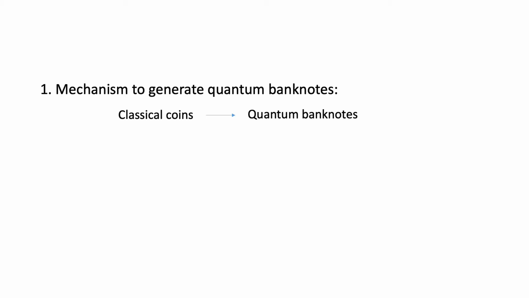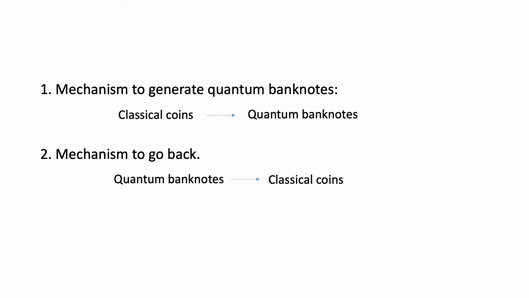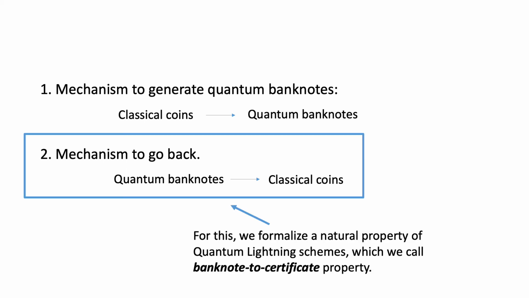So what we just discussed was a mechanism to generate quantum banknotes, and this was essentially a mechanism to convert classical coins on the blockchain to quantum banknotes. What we'll discuss next is a mechanism to go back, so meaning to convert quantum banknotes back into classical coins. And in order to achieve this, we'll formalize a natural property of a quantum Lightning scheme, which we call the banknote-to-certificate property. And this is what I'll describe in the next slide.